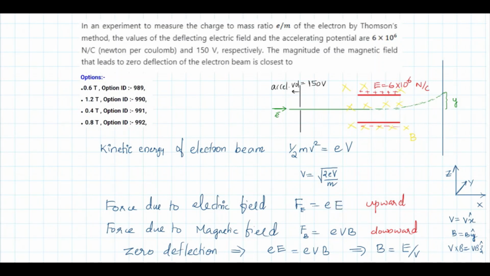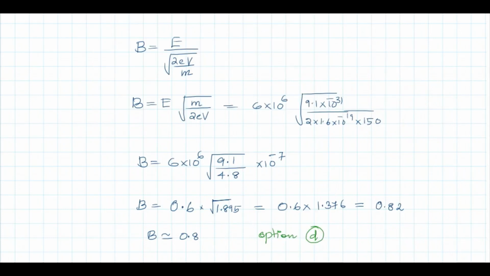If these two forces are equal, eE equal to eVB, then the deflection will be zero, because the electric field produces a deflection in the upward direction and the magnetic field produces a deflection in the downward direction. Cancelling this e, you will get the magnetic field B equal to the electric field E divided by the velocity. We already have an equation for velocity, root 2eV by m.